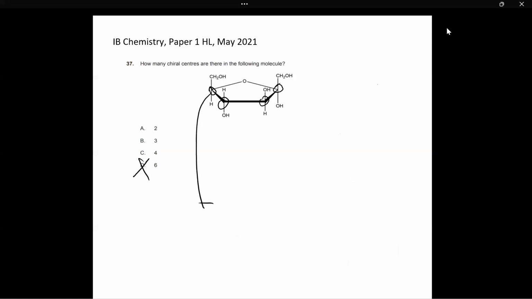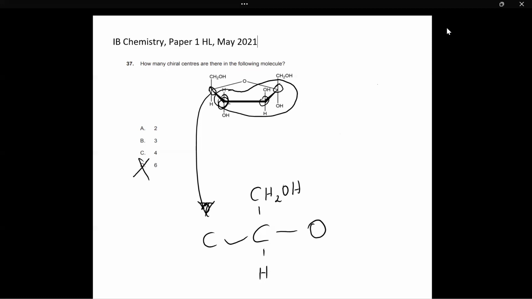Okay, let's take a look at this carbon first. Would this be chiral? So this carbon has a hydrogen attached to it. It has CH2OH attached to it. It is attached to an oxygen, and it is attached to this whole part, right? It is attached to this carbon, which is attached to this whole part. So it's a totally new group, right?